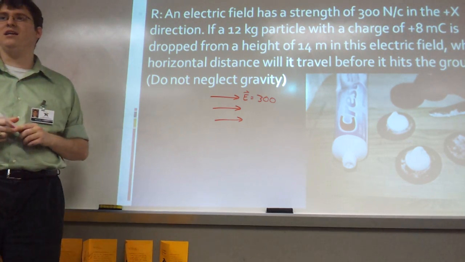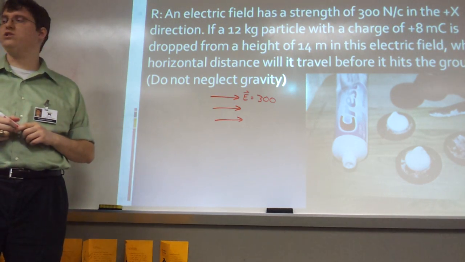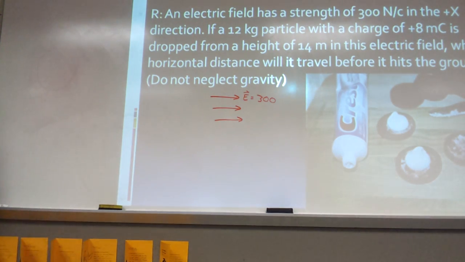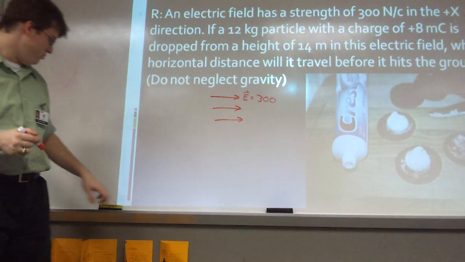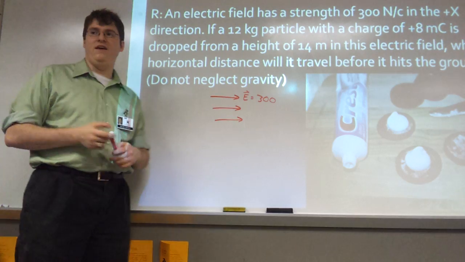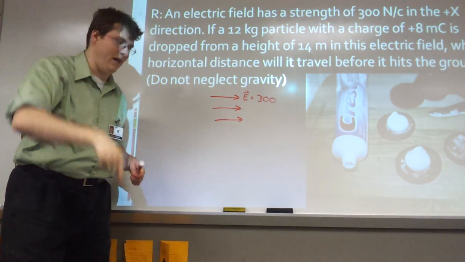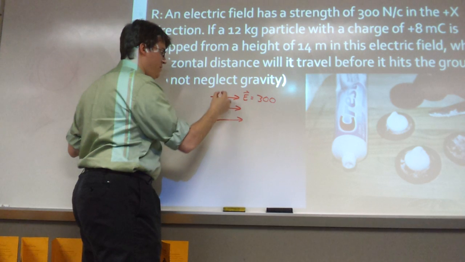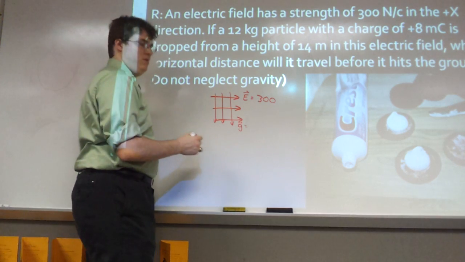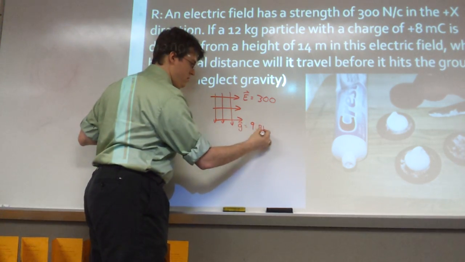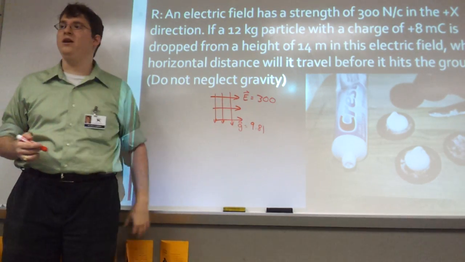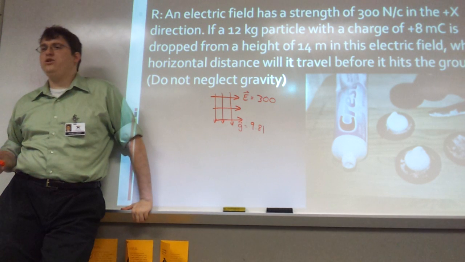Do not neglect gravity. I hate gravity. It's moving. What am I going to do? Which way does the gravitational field go, by the way? Down, right? If I put a mass in a gravitational field, it will travel down. So gravitational field is that way. What's the value of the gravitational field? 9.81. Okay? So we have the electric field 300 to the right and the gravitational field 9.81 down. What can I do with those fields?